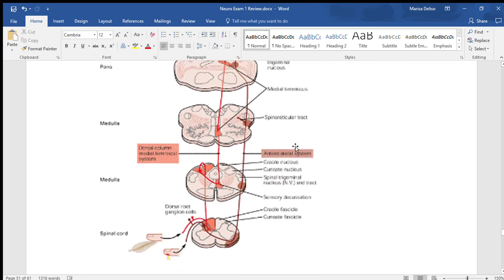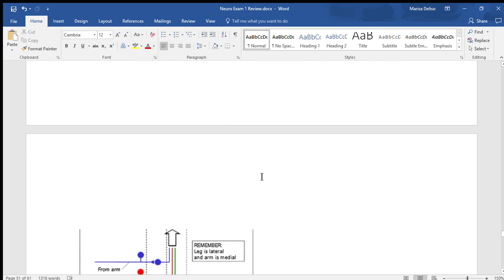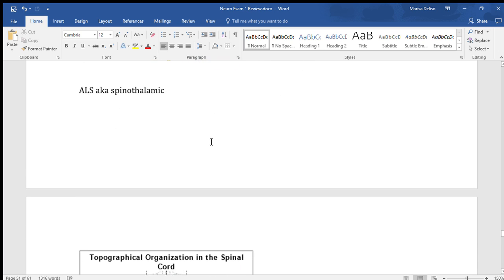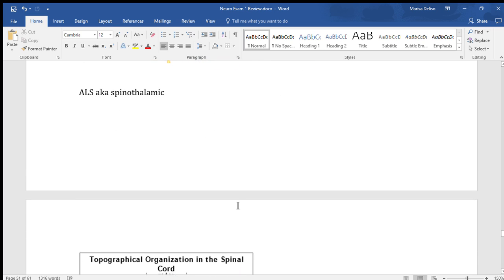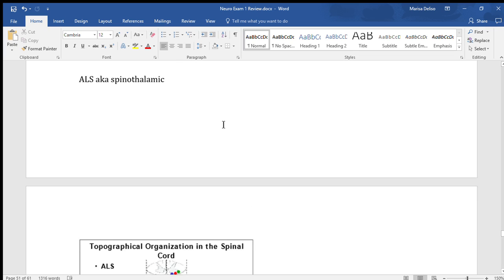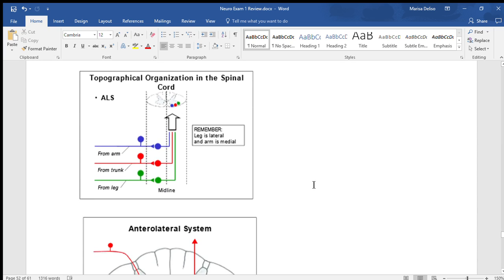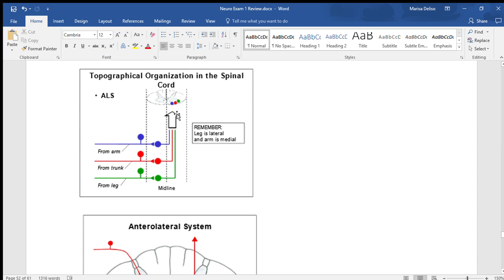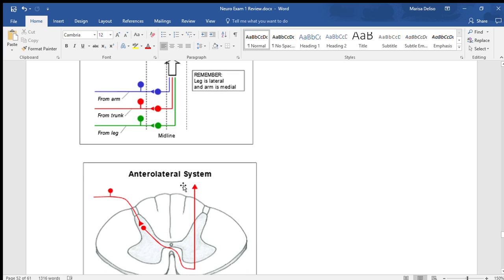So this is just the ALS versus the medial lemniscus tract. I'm not going to go into that. I'm just describing the tracts very simply, and then I'll go into lesions, so we'll do syringomyelia versus Brown-Séquard. With the ALS, again, pay attention to where arm versus leg is. This is going to be one question where you'd have to differentiate between the two, but it's kind of helpful.